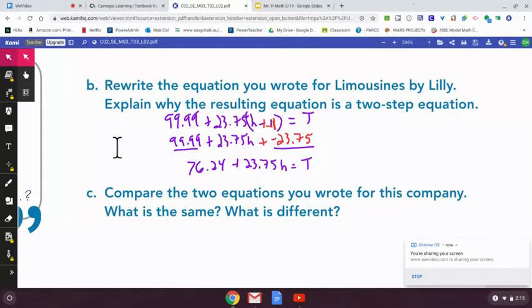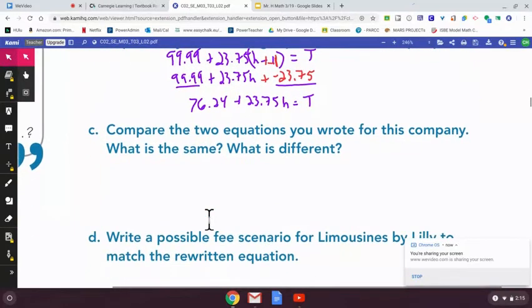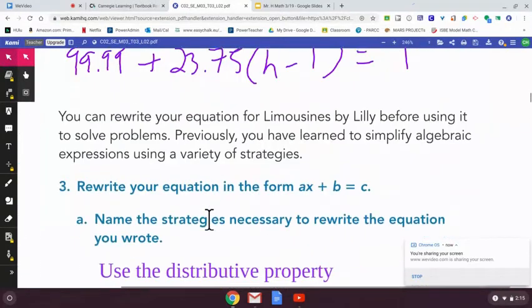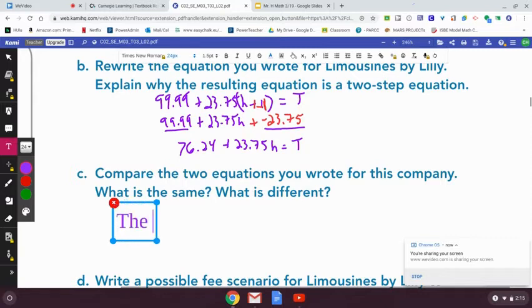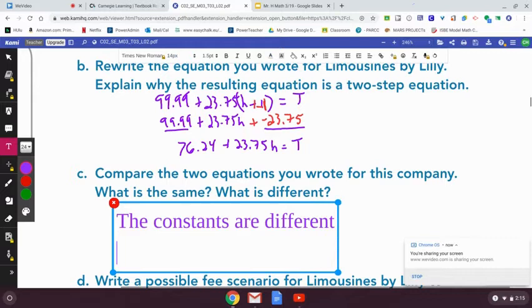Now it's asking us to compare the two equations we wrote. They're similar and they're different in that, like, the top one, you can write anything you want for this one. The top one has parentheses, the bottom one doesn't. You could say that the constants are different, but they're the same hourly fee. Very good. And it doesn't have this minus 1 over here.